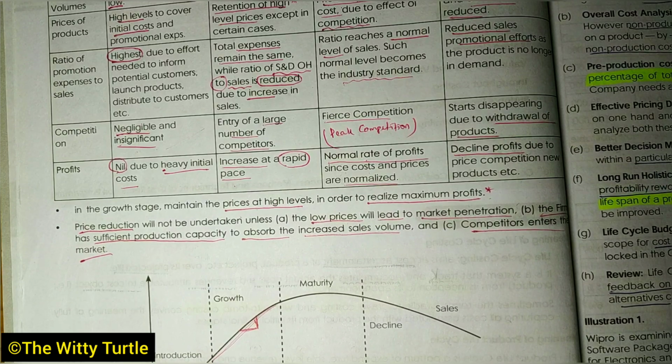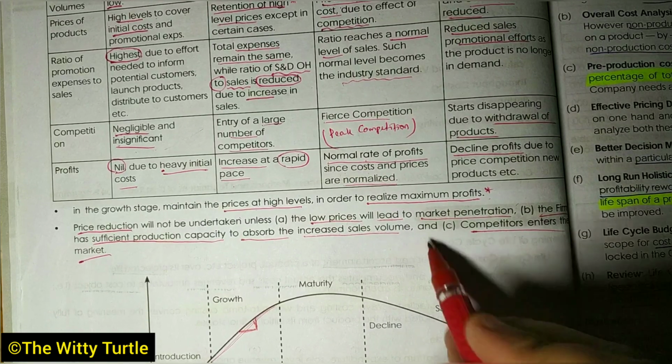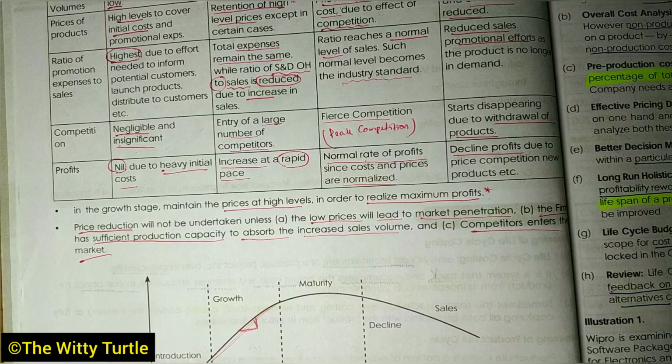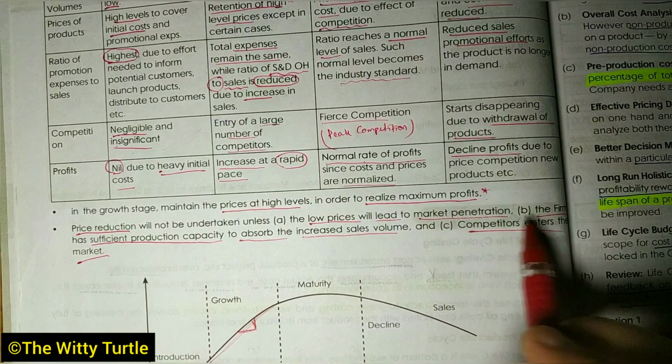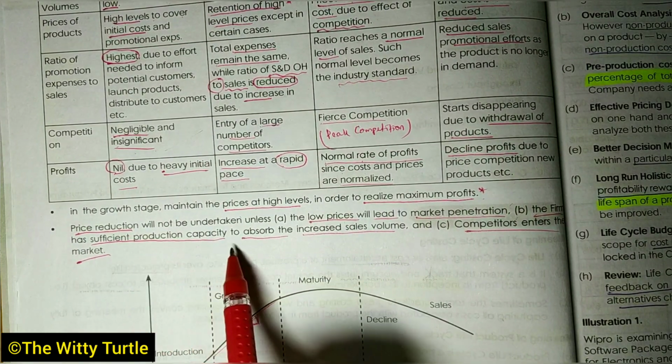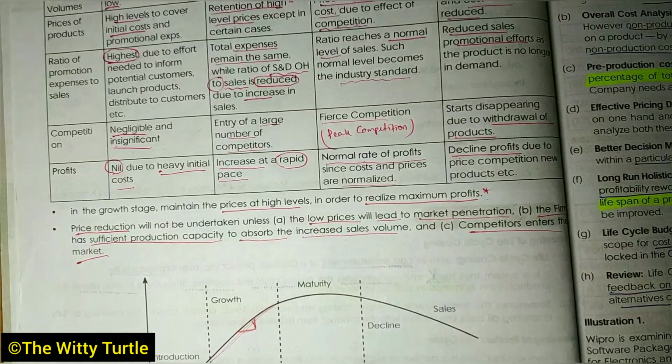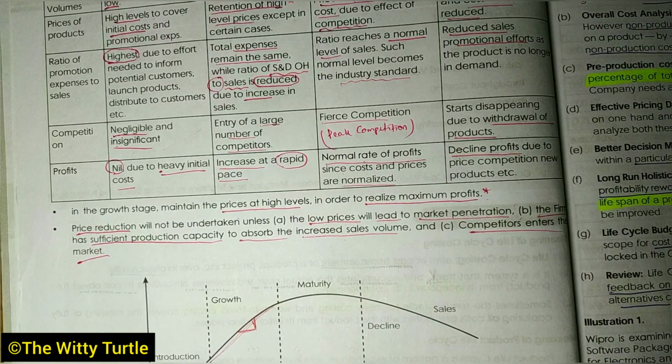Jio provided the Jio SIMs at a very less and very nominal price. So that is known as market penetration. कि आप ऐसे मार्केट में आओ कि बाकी जितने प्लेयर्स होंगे सबको आप धो डालो, right? And what is the second point? The firm has sufficient production capacity to absorb the increased sales volume. Obviously, if your sales volume is increasing and you have sufficient production capacity, you don't need to reduce the price, obviously.